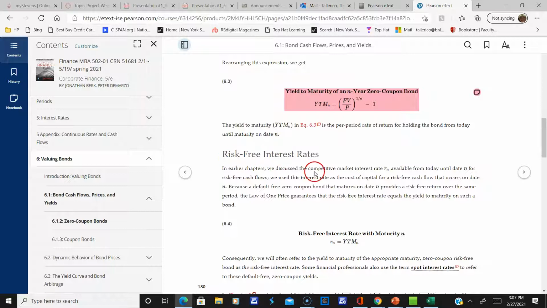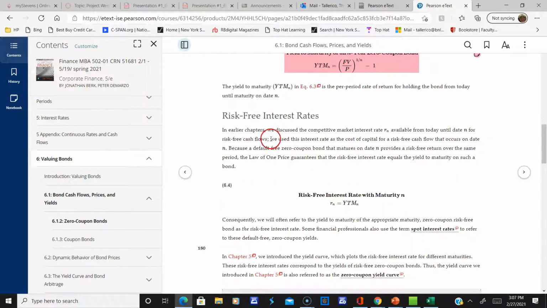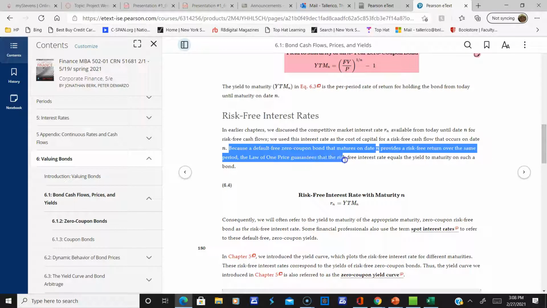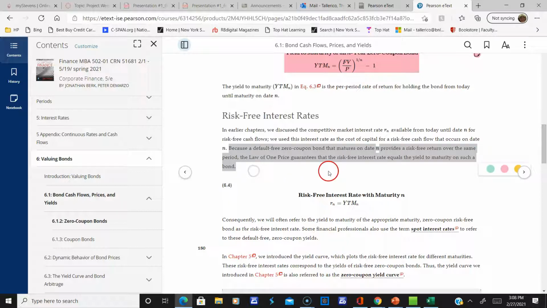Okay, so the risk-free interest rate again is the rate that the government will pay you on the treasury, because it is risk-free and you'll always get your money back. That's why it's called that. Because a default-free zero coupon bond matures on date N and provides a risk-free return over the same period, the law of one price guarantees that the risk-free rate equals the yield to maturity on such a bond.